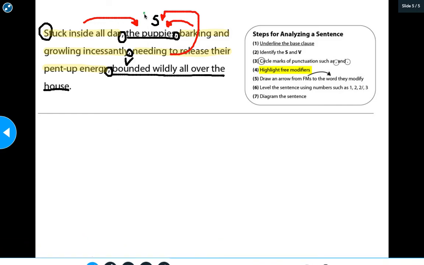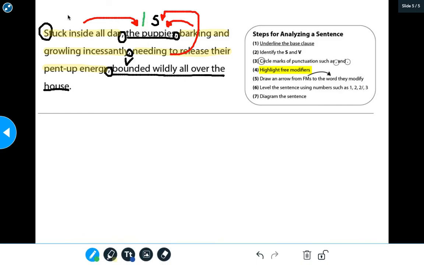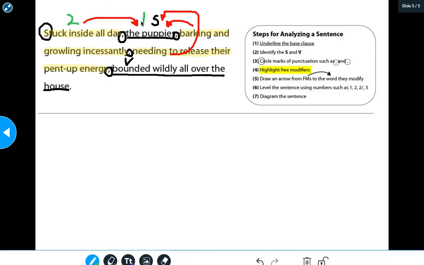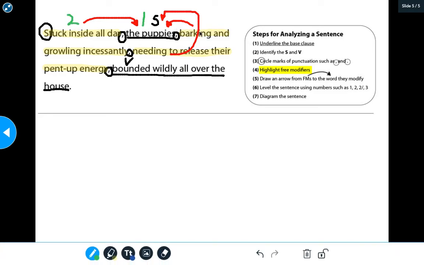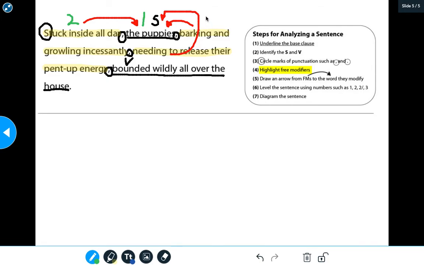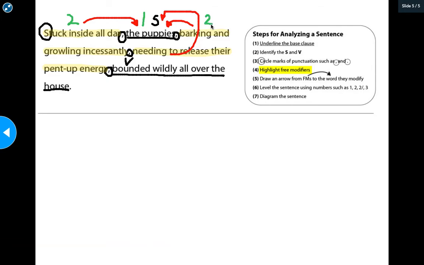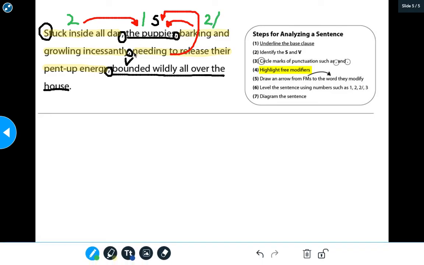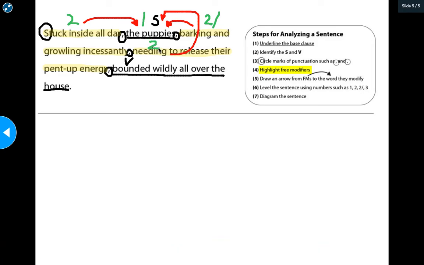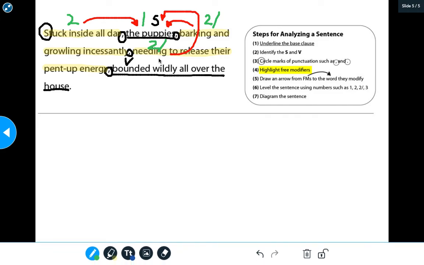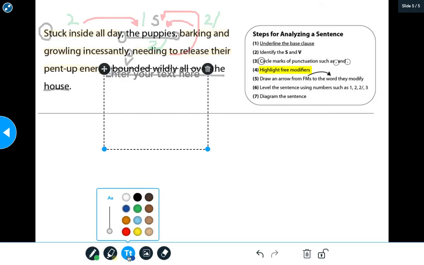Speaking of the base clause, it's always a level 1. Looks like we've got a level 2 here in the initial position, modifying puppies, barking and growling, and oh, here we go. Great. This is different. This is a level 2, but as you can see, it's a medial modifier. Comes with a 2 slash between this mark, and then needing to release their pent-up energy between this mark and this mark is another medial free modifier. This is a very unique pattern in that it's got 2 medial modifiers in it. It's a 2-1, 2/2/. That's fun to say.